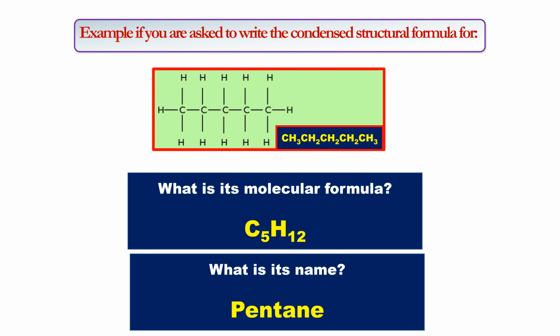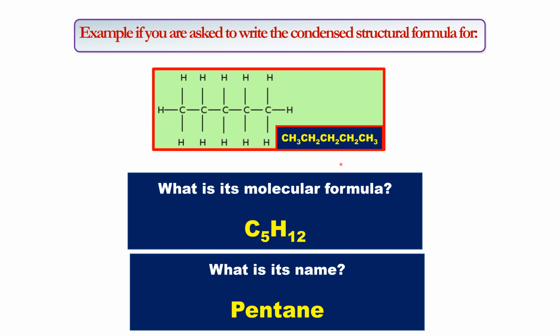For example, if you are asked to write the condensed structural formula for this structure, we start from the beginning. We have CH3, you write CH3. You don't need to write the bonds. The next one is CH2, we write CH2. The next one is CH2, we write another CH2. The next one is CH2, we write another CH2. And the last one is CH3, we write CH3. So this is now the condensed structural formula. You can see I follow the way the structure is drawn to write the condensed structural formula, and I have not included the bonds.